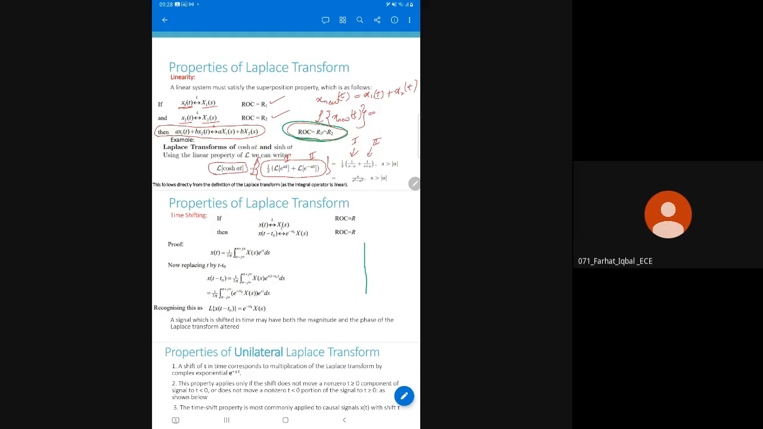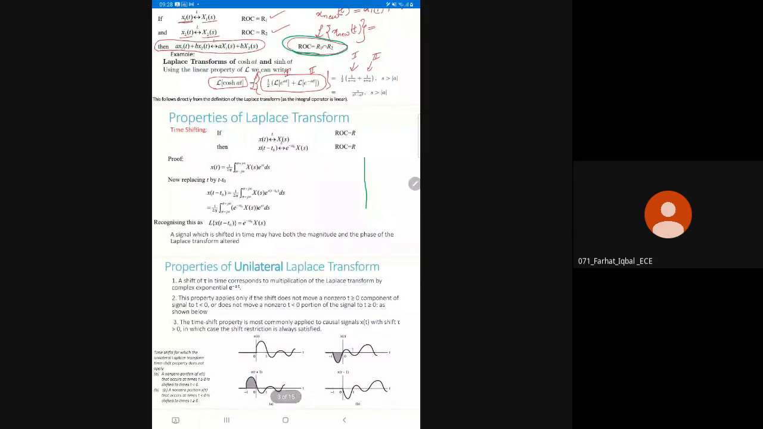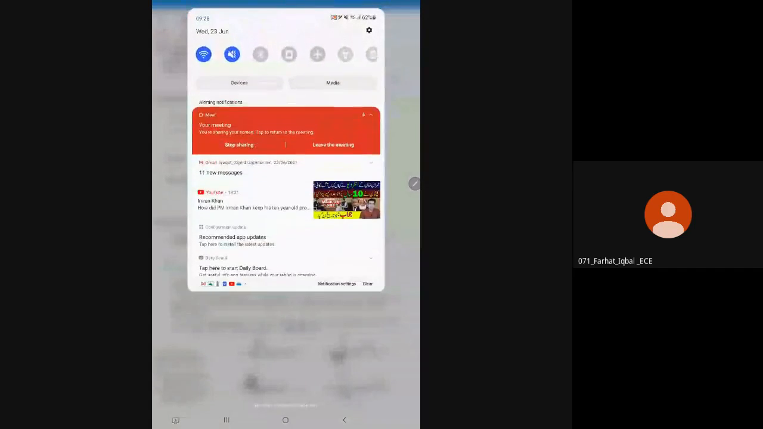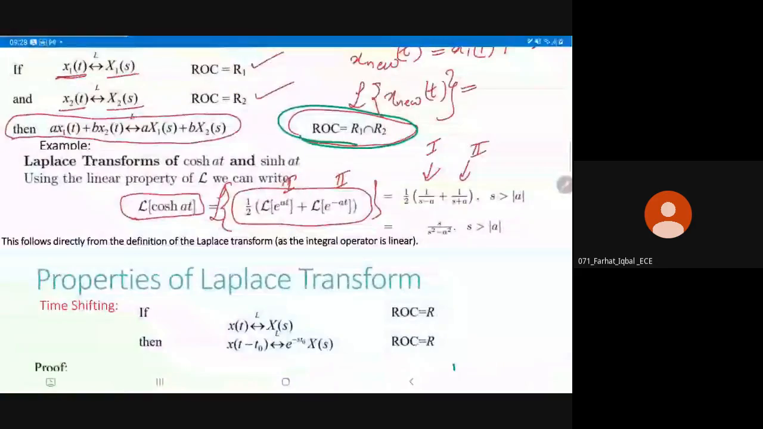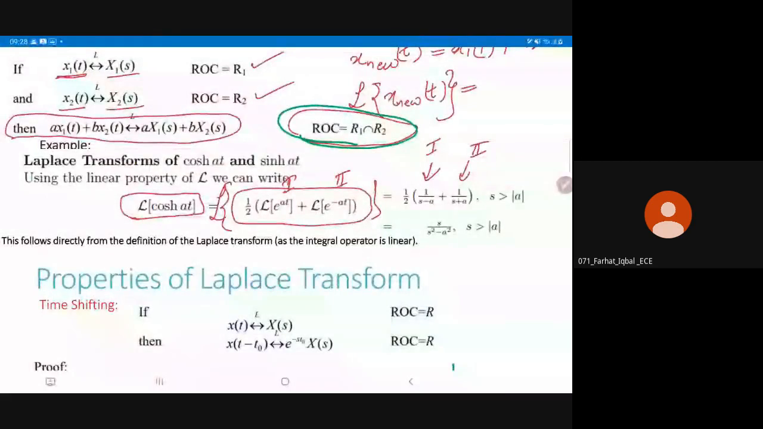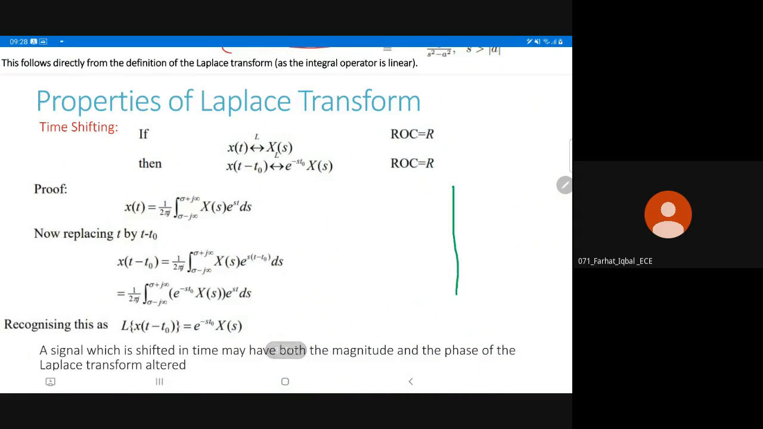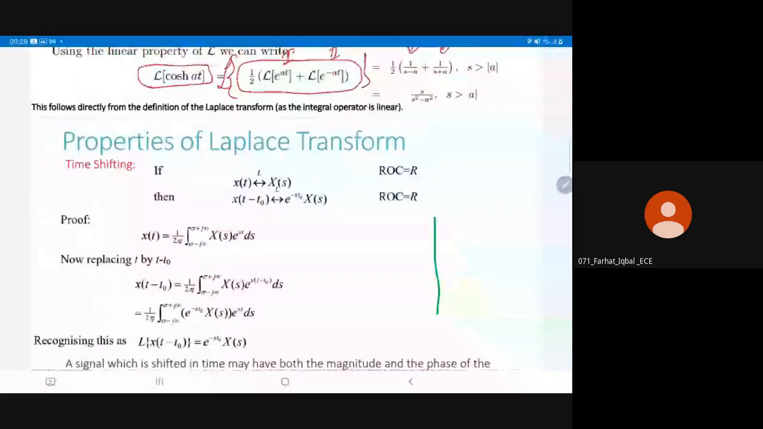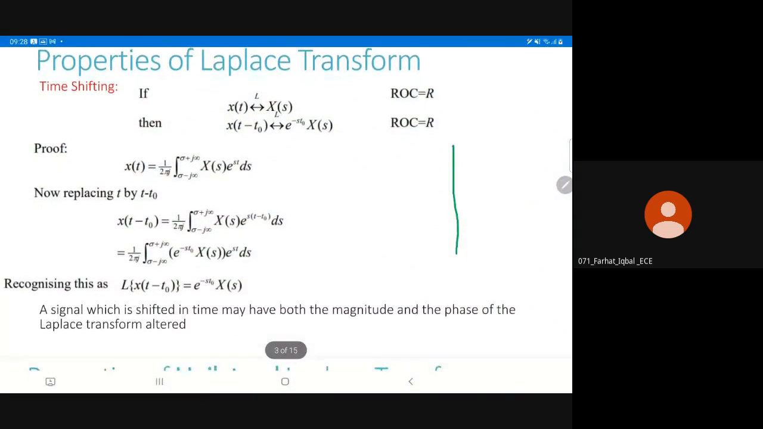तो दूसरी प्रॉपर्टी है, the second property is time shifting property. Okay, time shifting property, I forgot to change it, just a second. The second property is time shifting property.